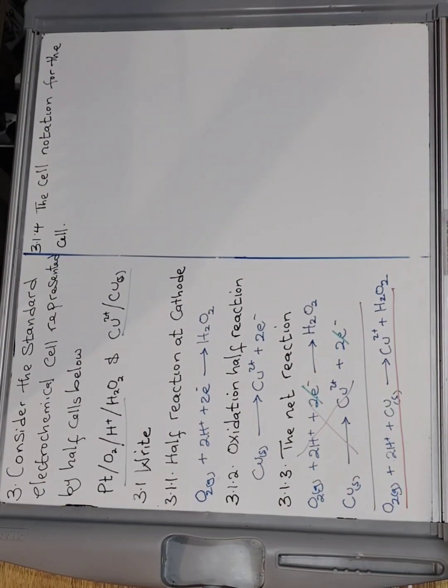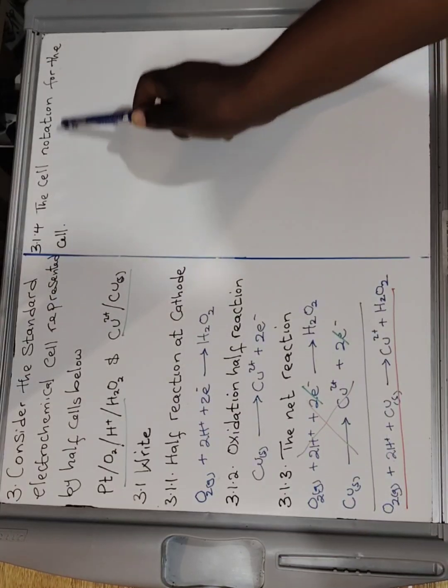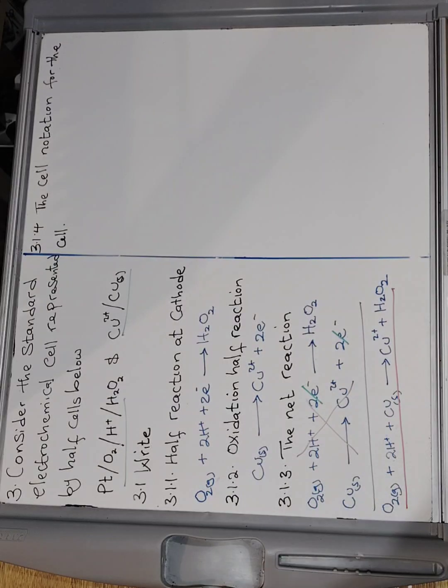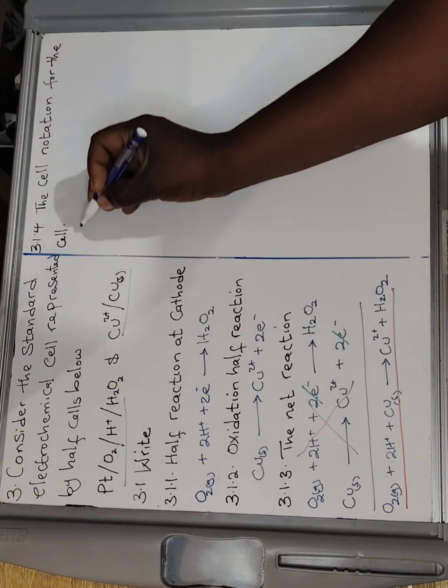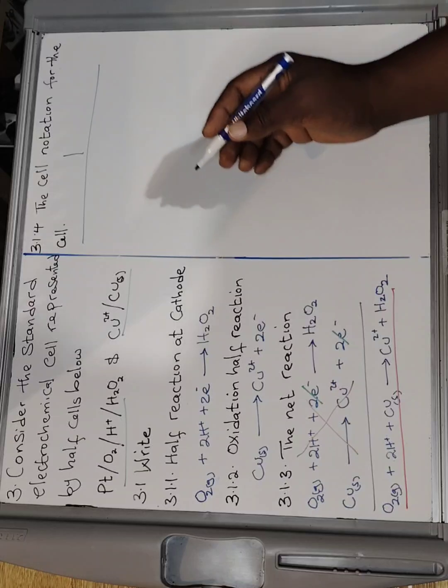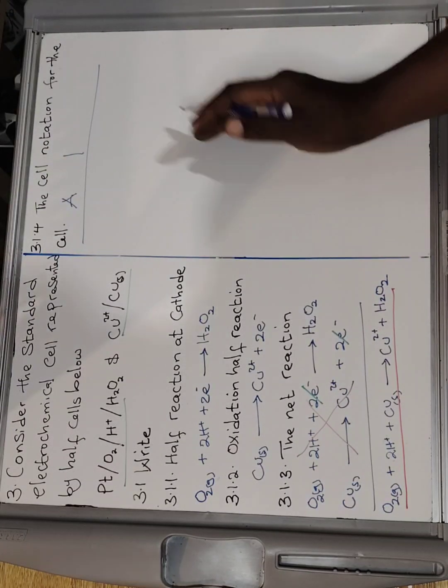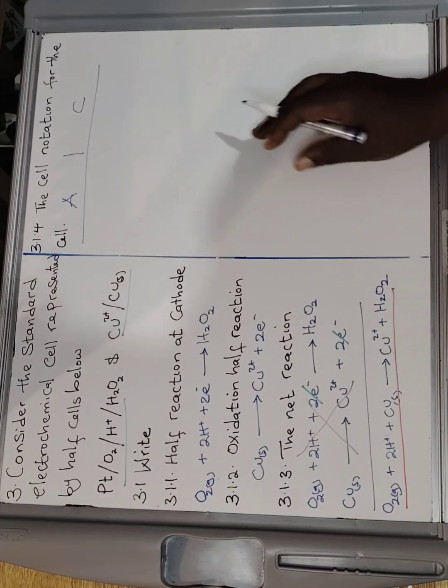Okay. Then comes this question, 3.1.4. It says, write the cell notation for the cell. How do you construct this one? You have to remember that the cell notation depicts the setup of the cell without the diagram. And the arrangement is a standard: what is on the left is supposed to be the anode, and what is on the right is supposed to be the cathode.